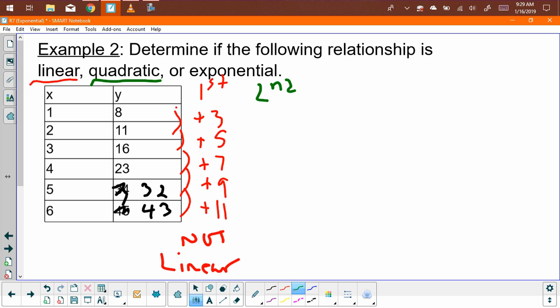Okay, and we see how much my new list is going up by. So to go from 2 to 5, that is up 2. To go from 5 to 7, this is up 2. To go from 7 to 9, that's also up 2. So my second differences are all the same.